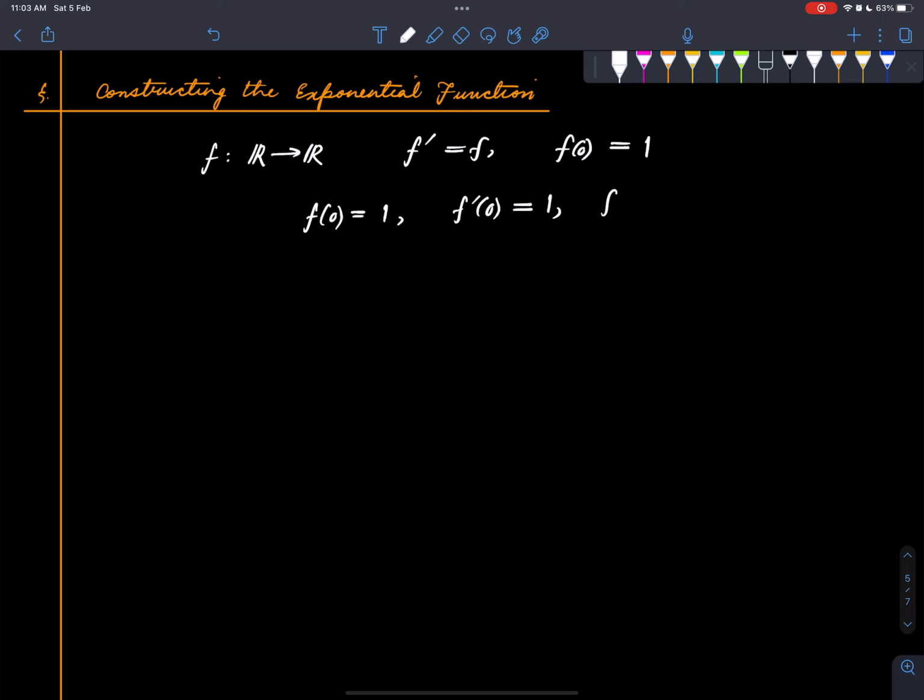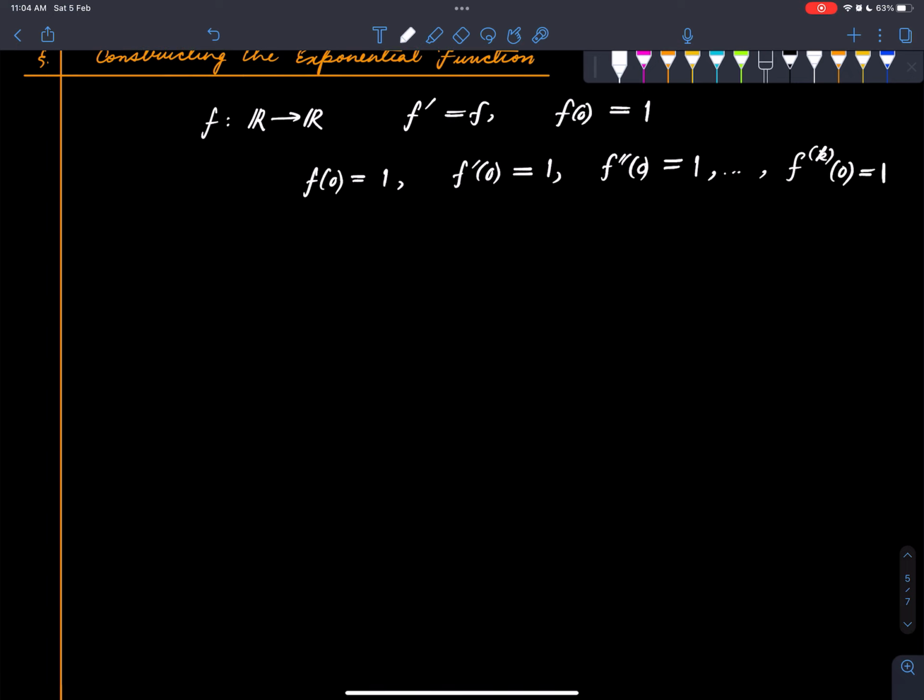What is f double prime of 0? If you look at this, it says that f prime is f, and therefore f double prime is f prime, meaning the second derivative of f is the same as the first derivative of f. I just differentiated both sides. So this is equal to f prime of 0, and f prime of 0 is 1. So this is also 1. Basically the point is that if you take the kth derivative, at 0 it is 1.